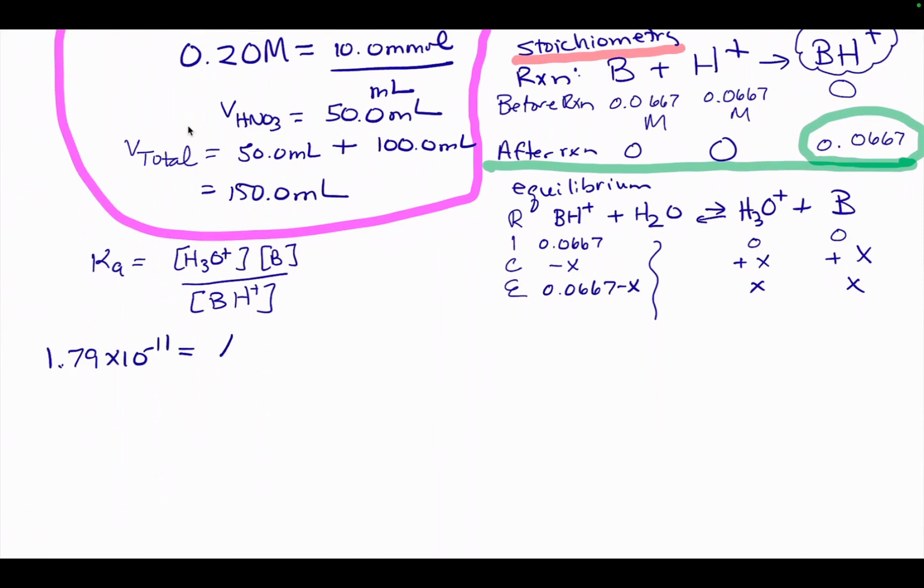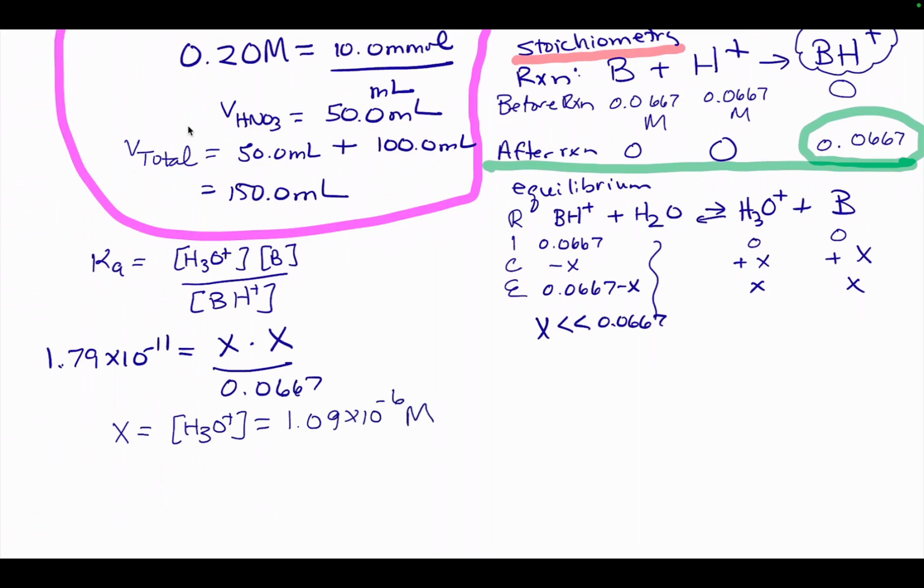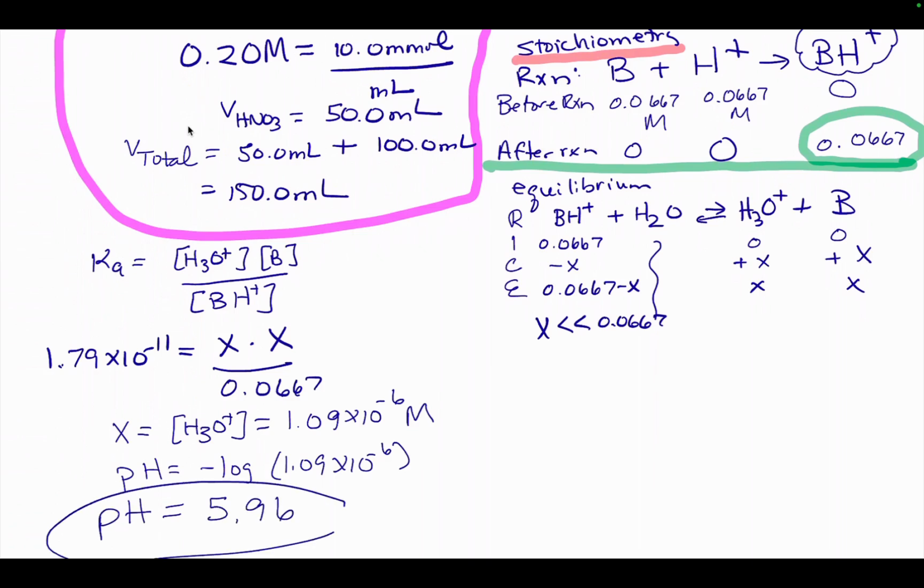And then these are x, and we're going to assume x is small. So we'll be able to put 0.0667 here. When I solve for x, that is the hydronium ion, and I get 1.09 times 10 to the negative 6. So then the pH at the equivalence point is the negative log of that, and that is going to be 5.96, which makes sense. If you're titrating a weak base with a strong acid, the pH is less than 7.